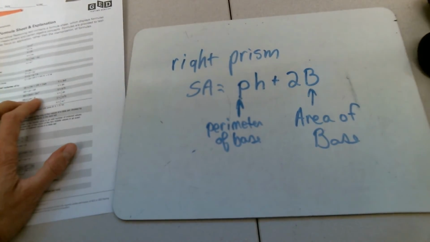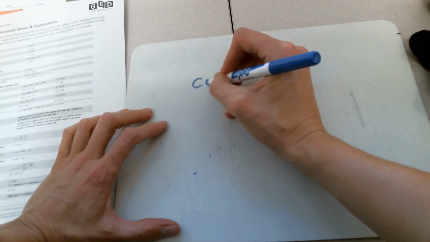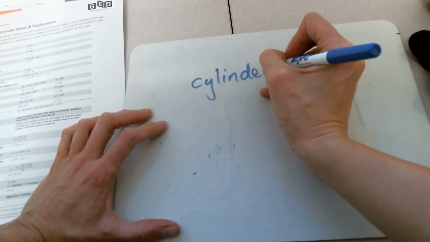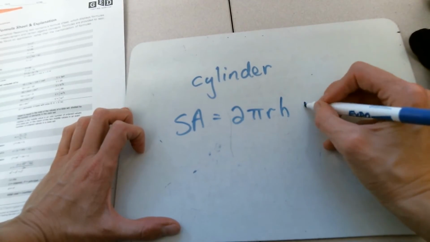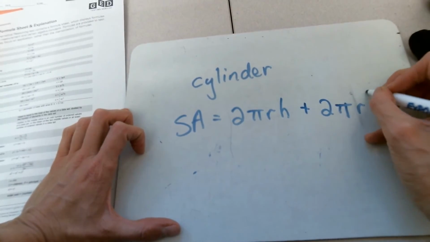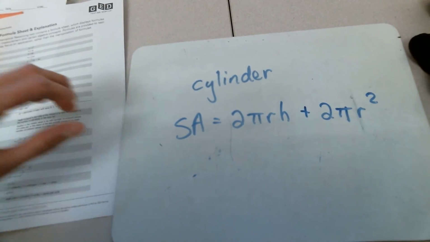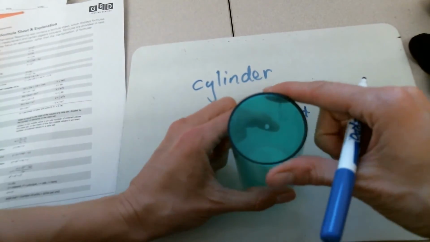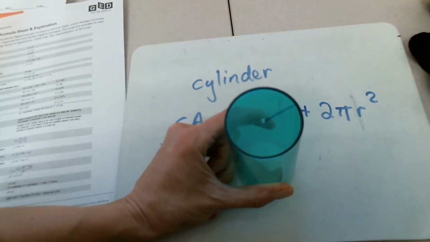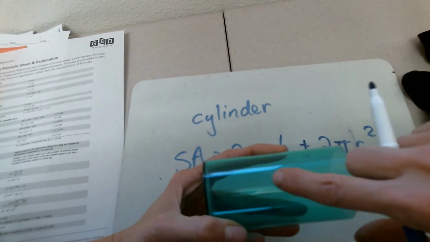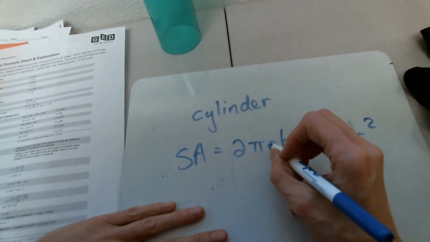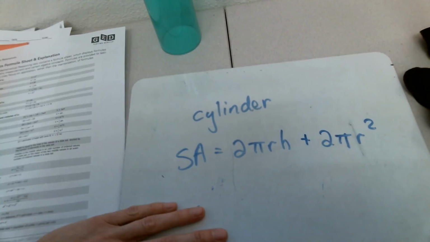The one for the cylinder, the pieces that you need to know. So this is cylinder. Surface area equals 2 pi rh plus 2 pi r squared. So you need to know the radius. With a cylinder, you have to find what the radius is. From the center to the outside is your radius. Okay. And you need to know the height. So how tall is your cylinder? Once you have that information, you plug your numbers in and use your order of operations.